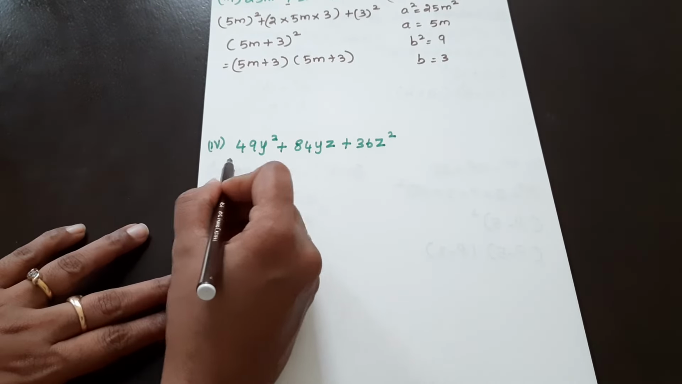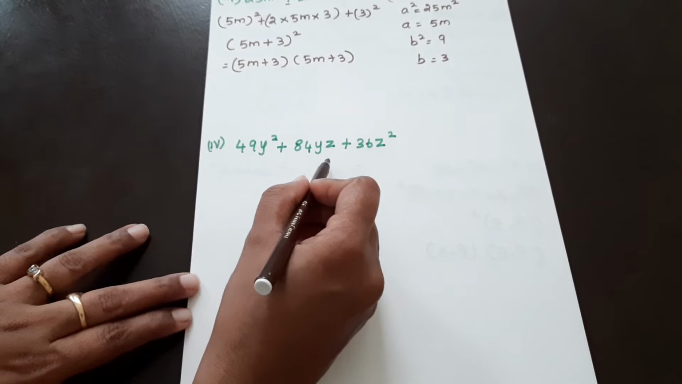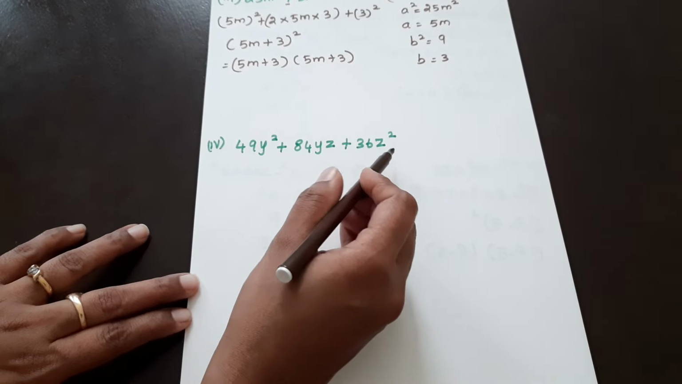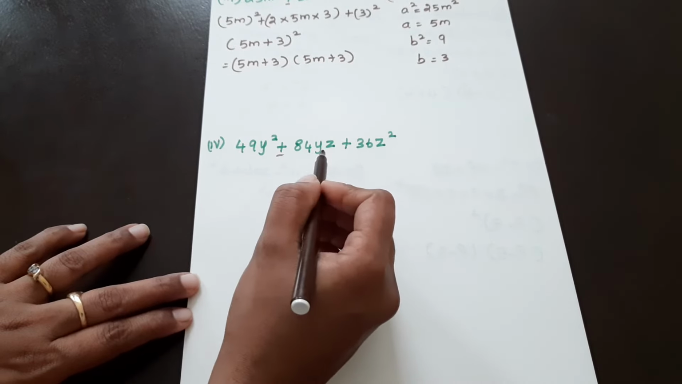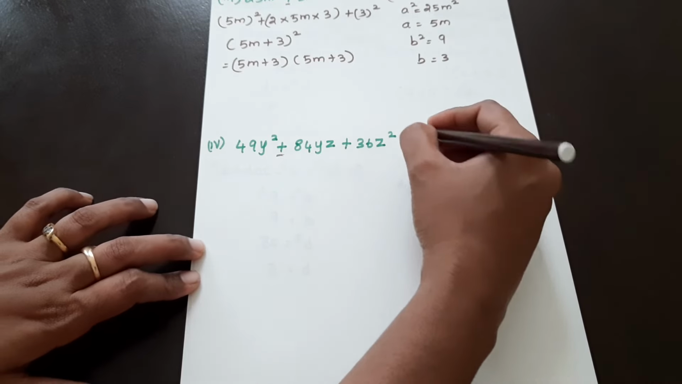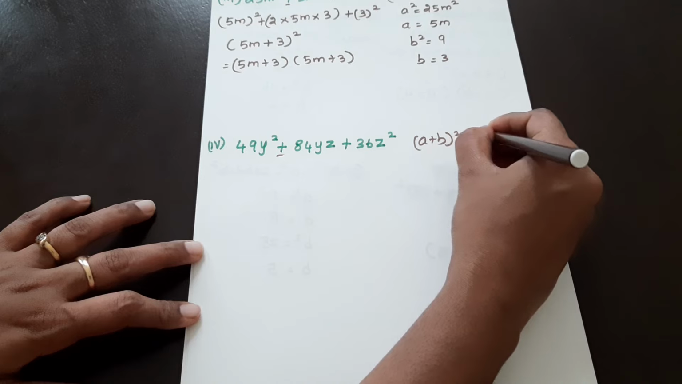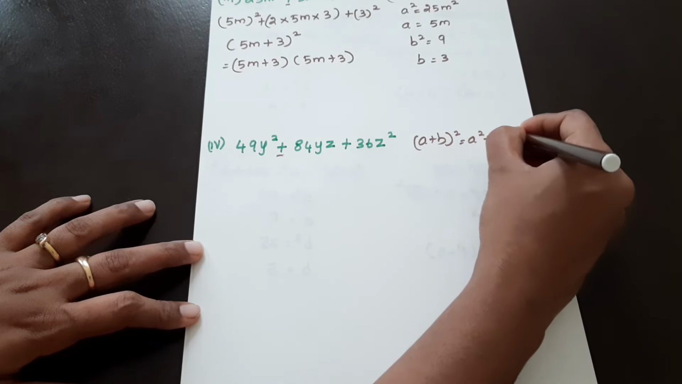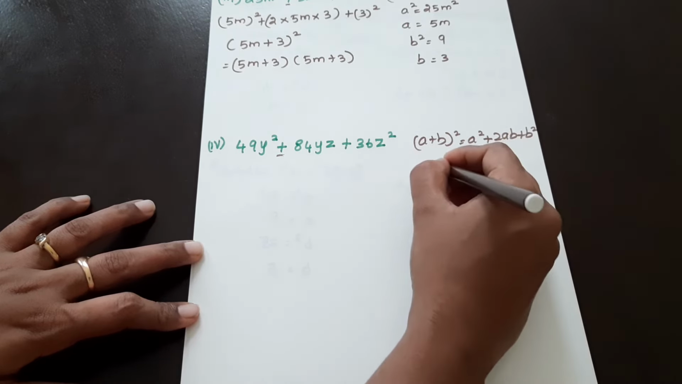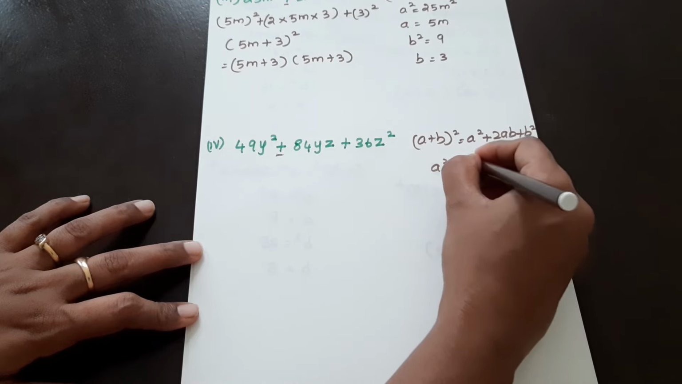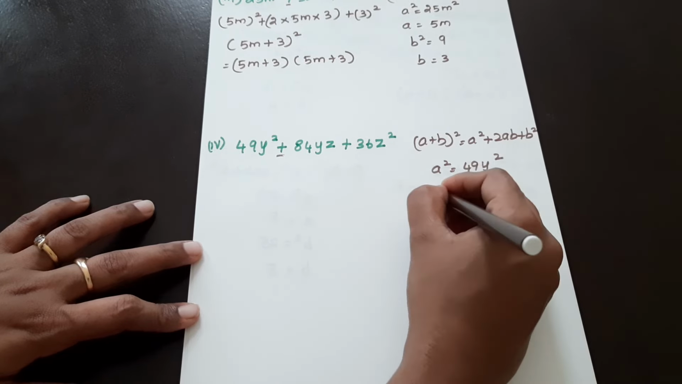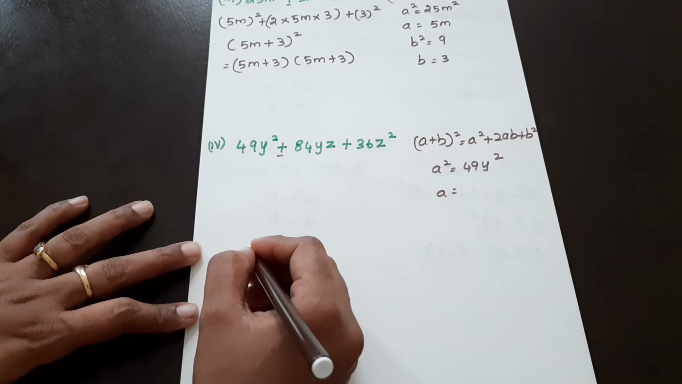Next is 49y squared plus 84yz plus 36z squared. Here it is given with plus. So we can use the identity for plus. So (a plus b) whole squared is equal to a squared plus 2ab plus b squared. So a square is 49y square. So a is 7, since 7 into 7 is 49.